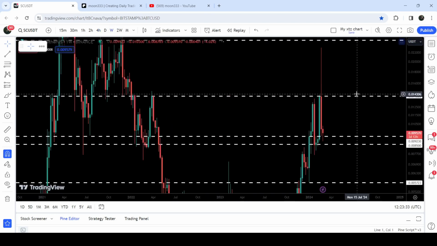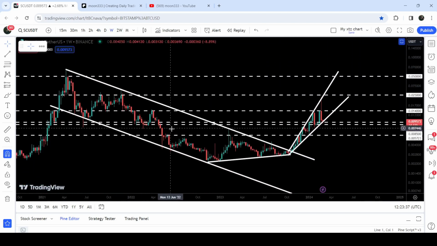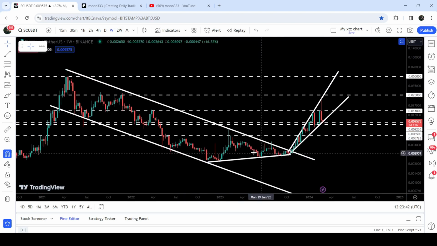And in today's video, we will once again analyze this move. And I would also like to show you once again this huge breakout from this very, very huge down channel and from this symmetrical triangle as well.